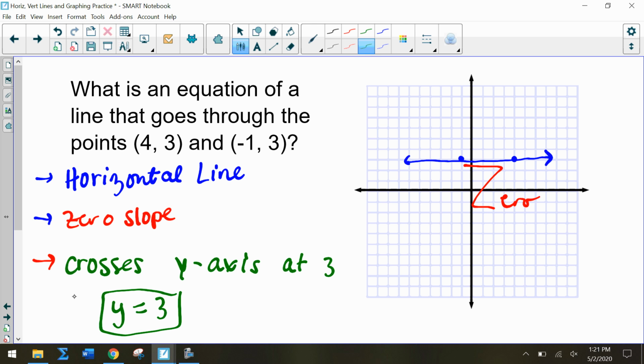So the equation of this line is y equals 3. Okay, so these are special cases and ways that we can graph these lines, ways that we can write the equations of these lines. So horizontal lines have 0 slope, and horizontal lines also cross the y-axis. And so since it crosses the y-axis, it's going to be in the form y equals the intercept. And since it crosses at 3, it's y equals 3.